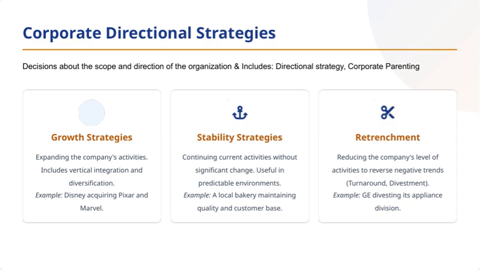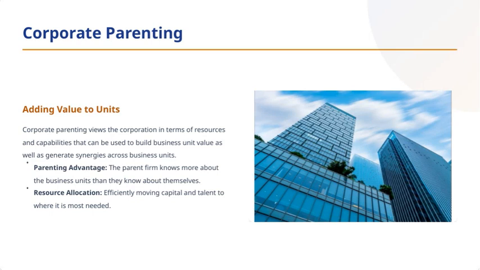Overall, these strategic choices about scope and direction are fundamental in guiding the organization's growth, stability, or recovery, aligning with the broader goals discussed earlier in the presentation. Now let's talk about corporate parenting. One of the key roles here is resource allocation, which is all about efficiently moving capital and talent to where they are most needed. This ensures that each business unit is well supported and can perform at its best.